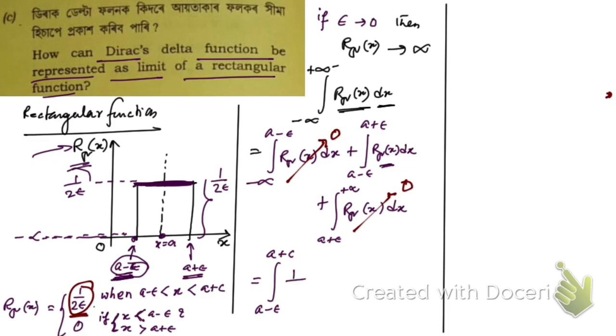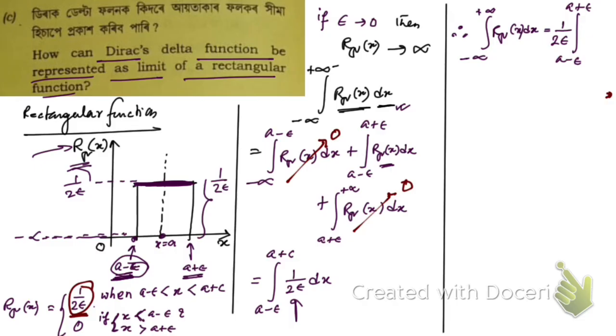So let me put here 1 by 2 epsilon dx, right? That's what we're gonna have. So therefore, now the value of this integral will be: integration from minus infinity to plus infinity of r sigma of x dx is equal to, this part is constant, so we can take it out of the integral, then integration from a minus epsilon to a plus epsilon dx, right?